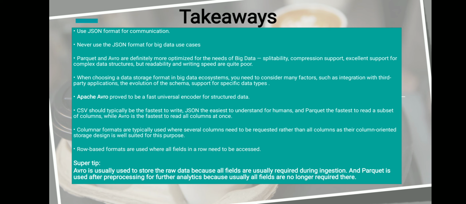CSV should typically be the fastest to write, JSON the easiest to understand for humans. This is also one of the questions, because most of the time you save files and then somebody wants to read them. When I say readability of a file, it does not mean how the file's internal data structure reads, but whether you can open and read the file. For instance, if it is a CSV format, you can right-click, open it and see it. Same with JSON, but you can't do that for Parquet and Avro because those are binary formats.